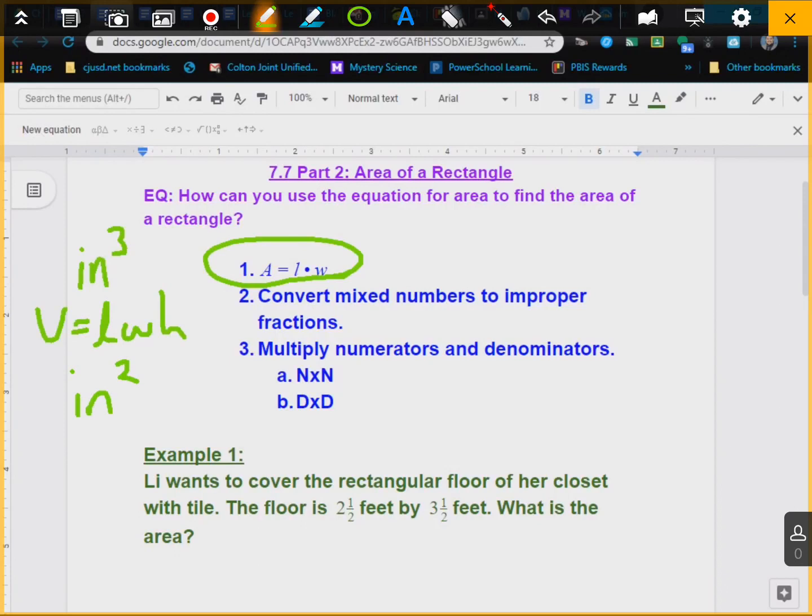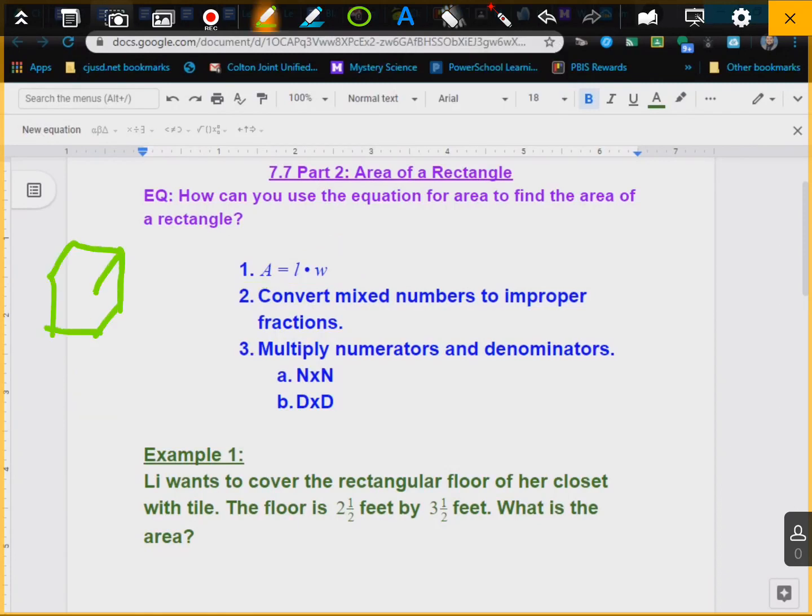Because with volume, you're finding the cube of something, a rectangular prism. Area, you're only finding one of the faces, either a square or rectangle. So you're only finding this part for area. All right? So those are the steps. Area equals length times width.